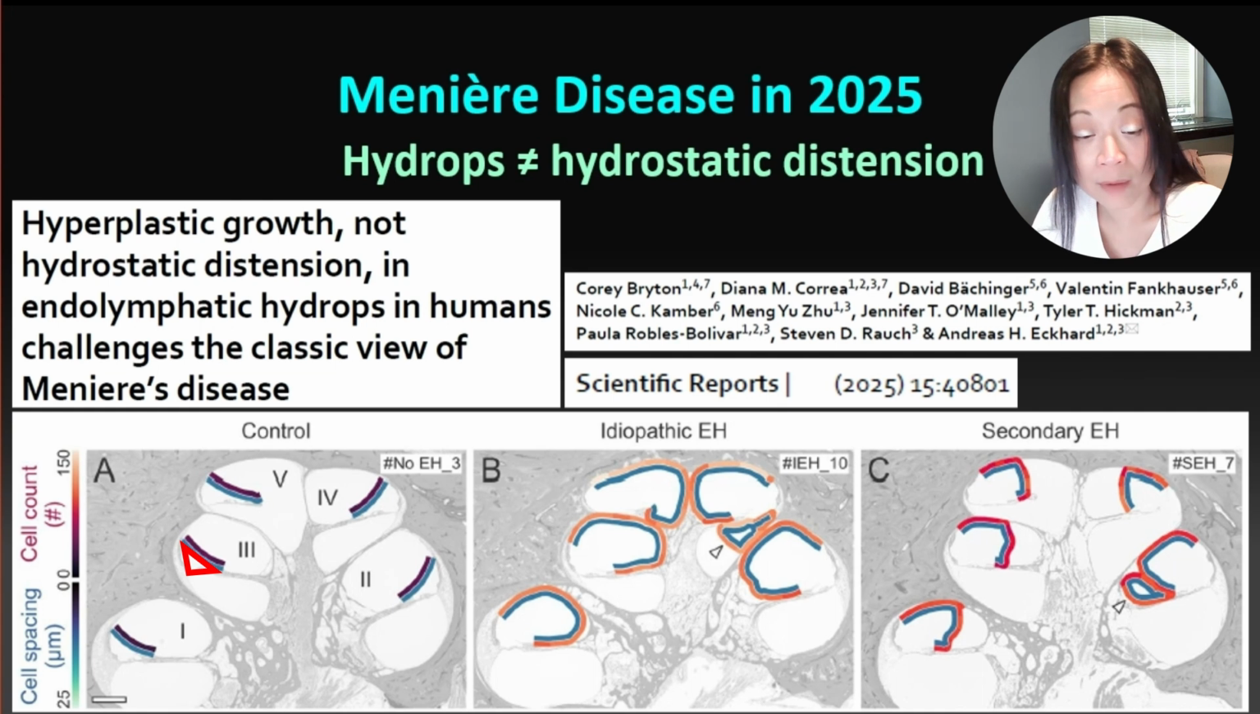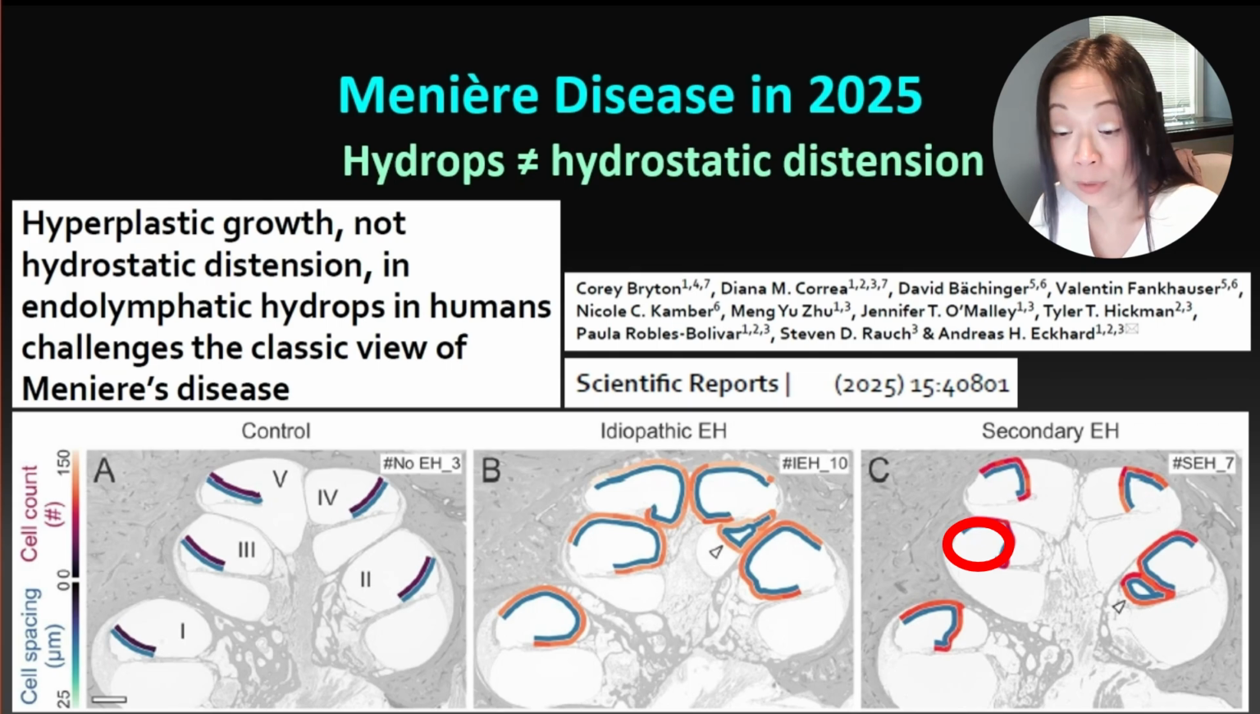So in each spiral of the cochlea, you can see that's normal. Then in panel B, you can see that that little triangle has now kind of ballooned out to make this giant space. So this is endolymphatic hydrops. And panel C is also someone with endolymphatic hydrops, but it's secondary to something else. But also that little triangle has ballooned out.